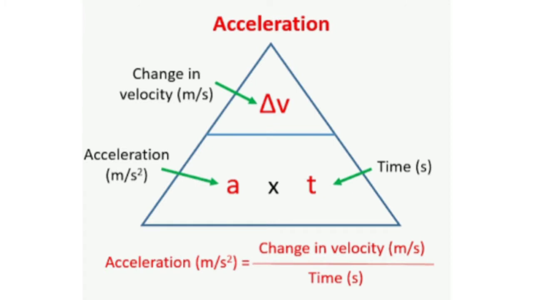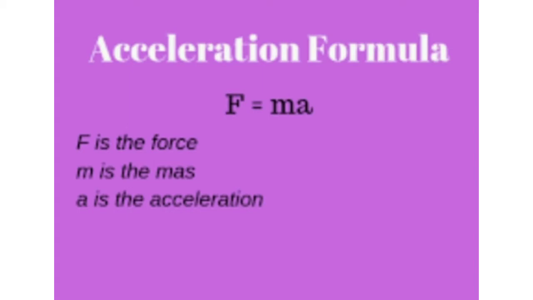Acceleration acts in the direction of the net force acting on an object. Acceleration is inversely proportional to the mass of an object. So, acceleration is equal to net force divided by mass. It means a = F/m, or F = m × a. F is the force, m is the mass, and a is the acceleration.